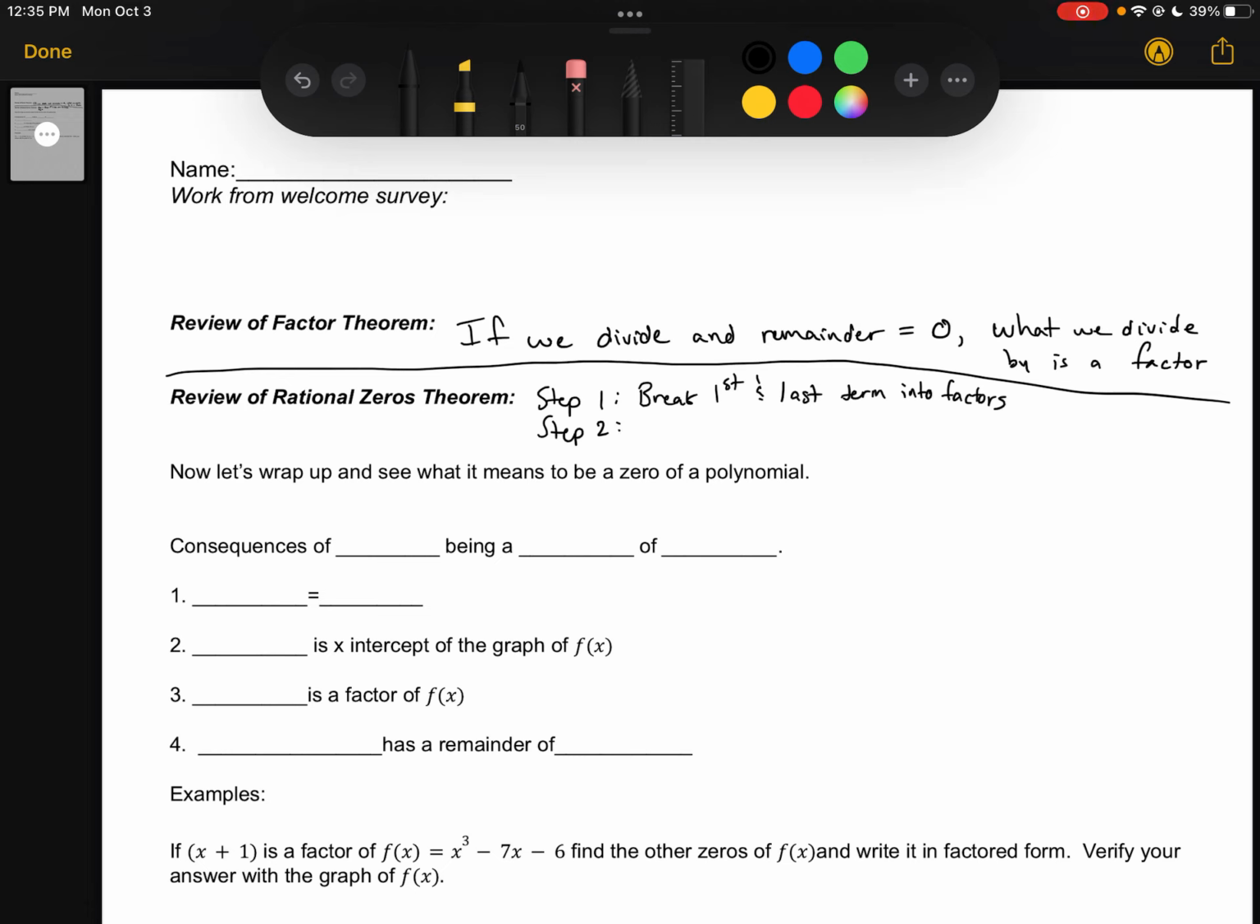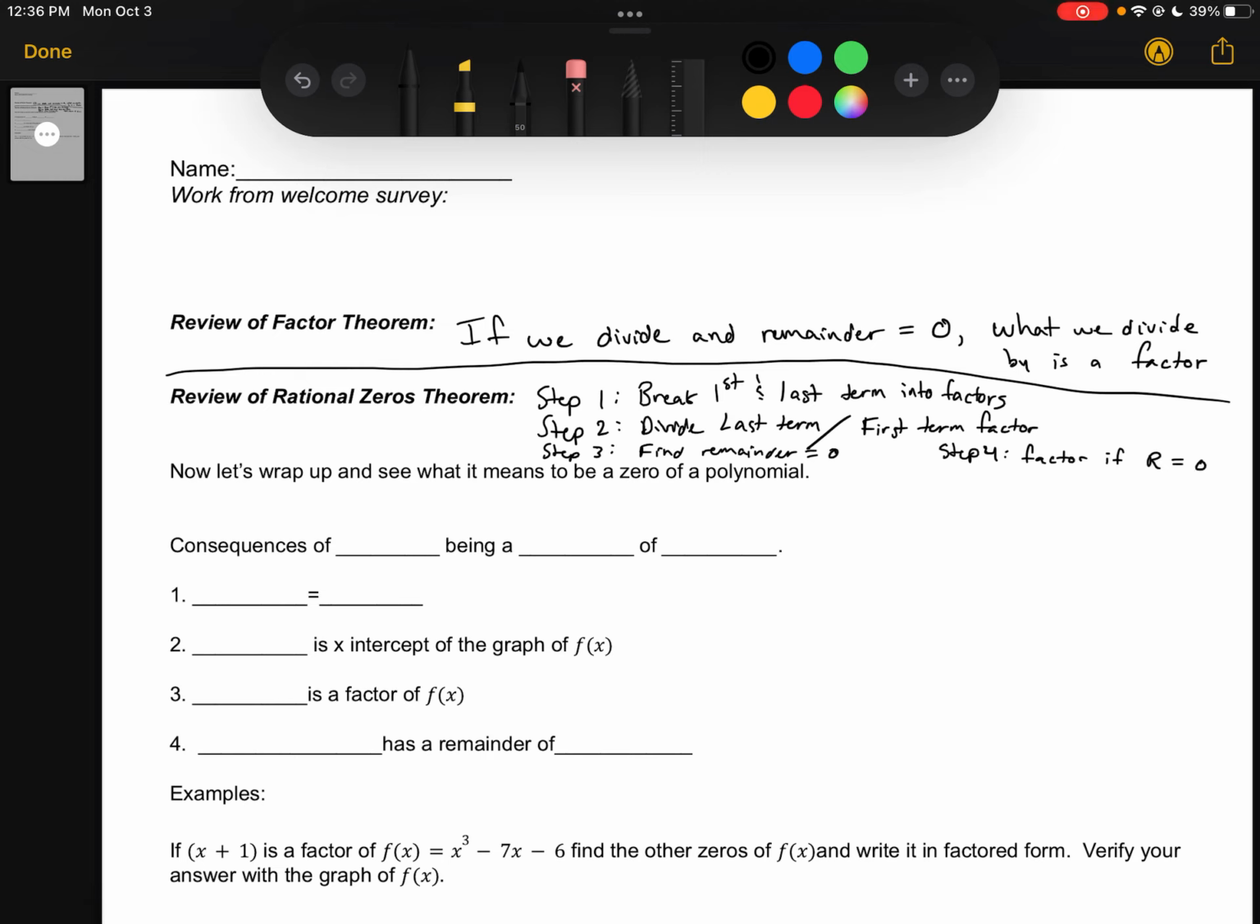Step 2, we divide last term over first term factors. And then step 3, we guess and check until we find the remainder equals 0. And then step 4, it's a factor if remainder equals 0. So really the first two terms are where a majority of the work comes in.